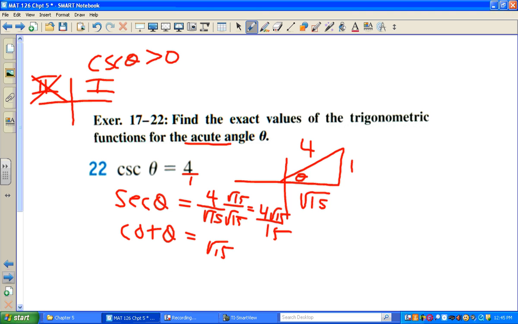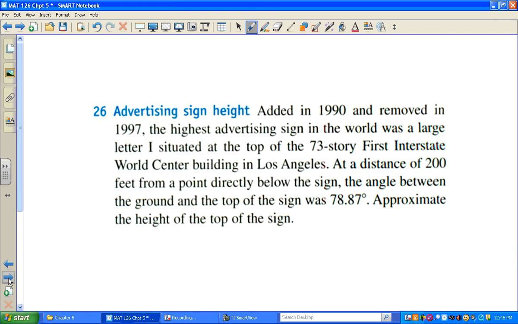Well, I cut it in half for you right then and there. Is it time for a brain break or should we keep going? Couple more minutes? Okay. Oh, an advertising sign height. Whatever that means. Added in 1999 and removed in 1999.